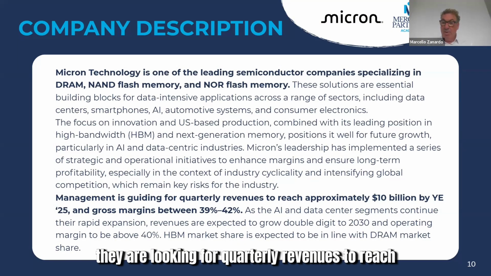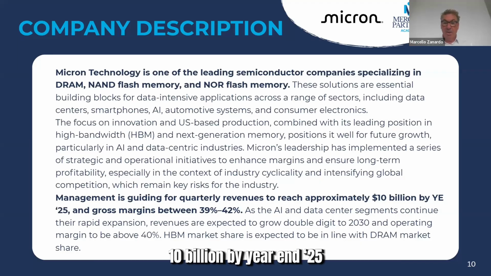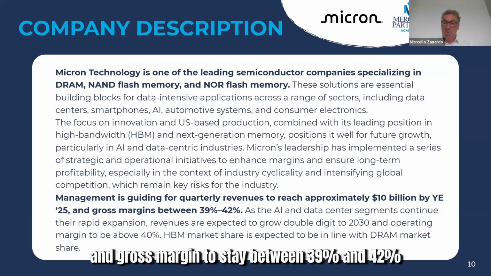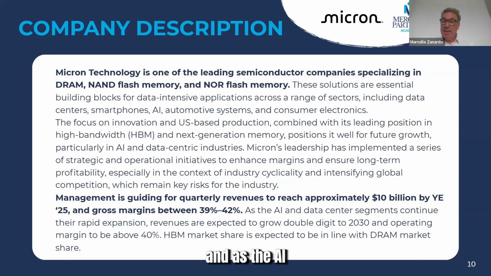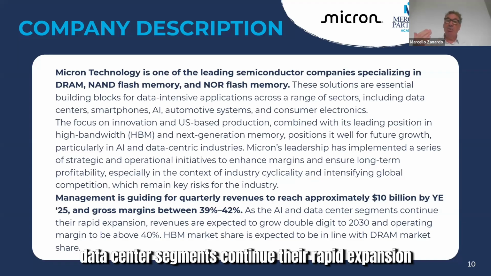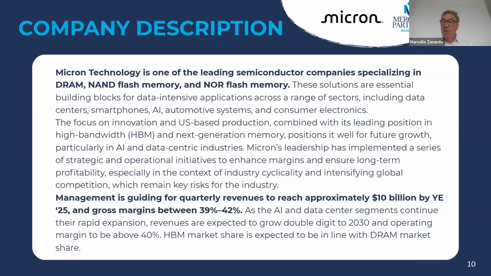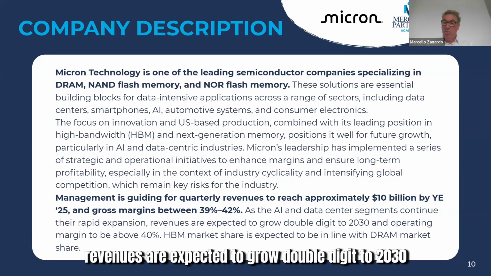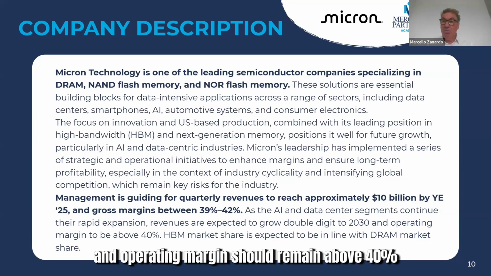We look at management guidance. They are looking for quarterly revenues to reach 10 billion by year-end 25 and gross margin to stay between 39 and 42%. And as the AI data center segments continue their rapid expansion, revenues are expected to grow double digit to 2030, and operating margin should remain above 40%.